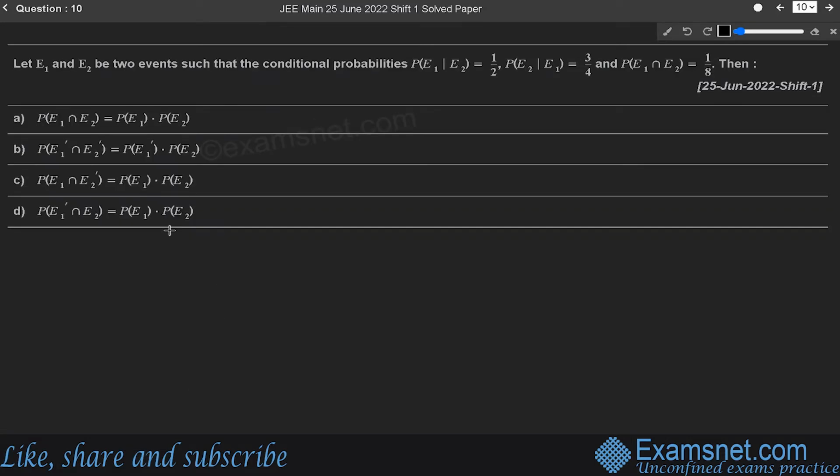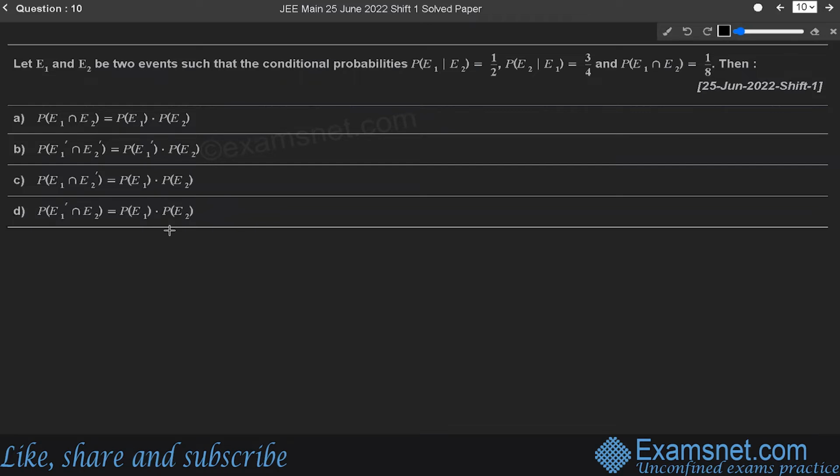Next question is, let E1 and E2 be two events such that the conditional probabilities P(E1/E2) is equal to 1 by 2 and P(E2/E1) is equal to 3 by 4 and P(E1 intersection E2) is equal to 1 by 8. Then we have to find which of the following statements is true.